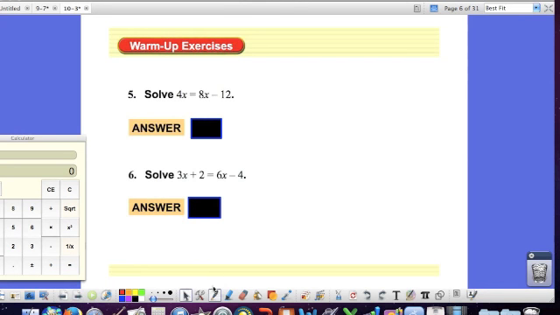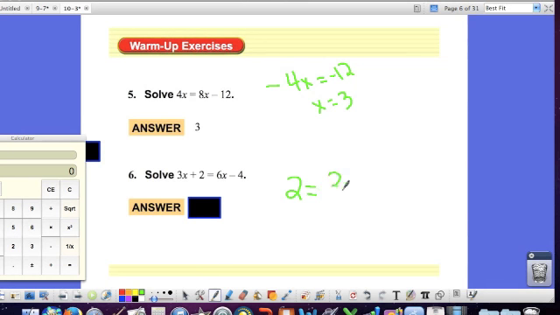And let's solve these problems. If I subtract 8x from both sides, I get negative 4x equals negative 12, so x equals 3. And on the next problem, I'm going to subtract 3x from both sides. 2 equals 3x minus 4. Add 4 to both sides. 6 equals 3x. X equals 2.